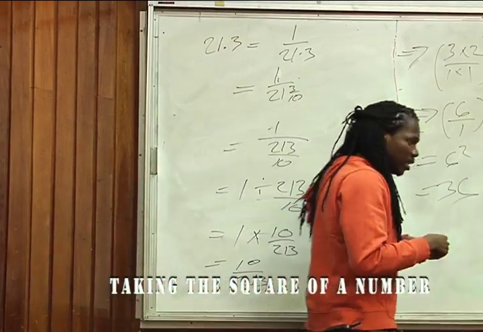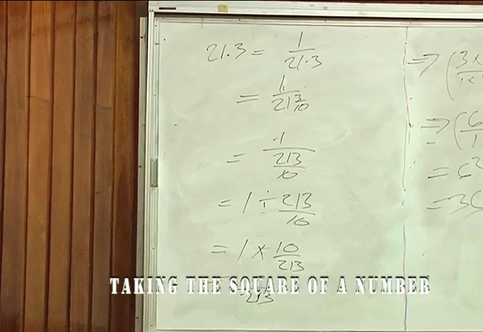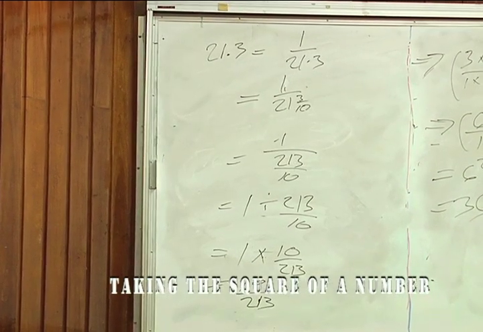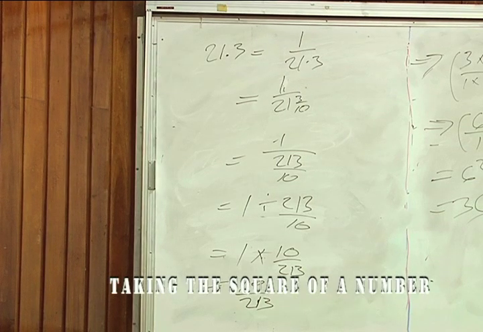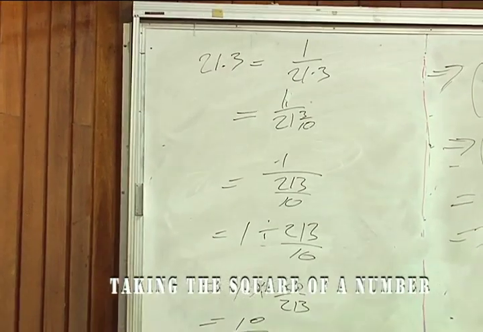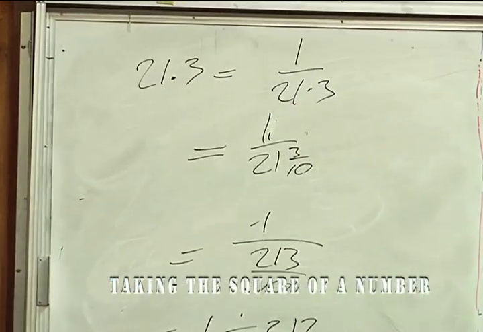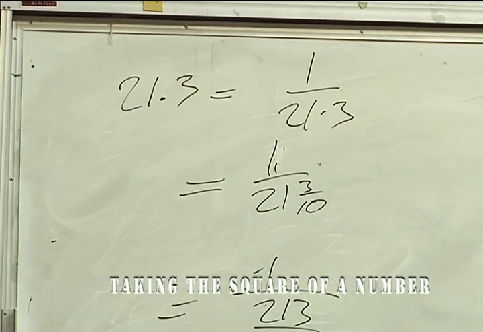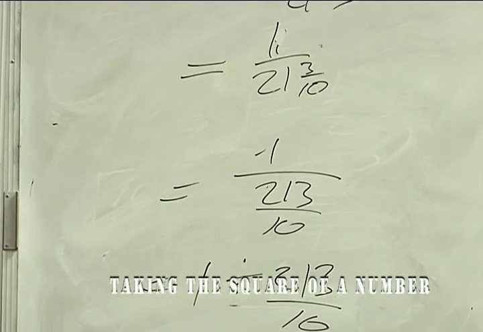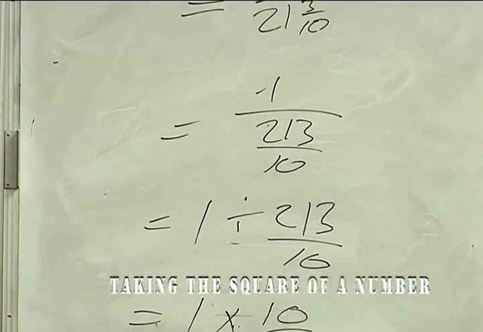Divide that. And then you work that out. 0.046, 0.05.